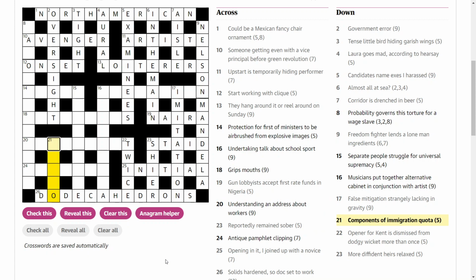Components of immigration quota. The components of immigration quota. Ratio? Is a quota a ratio? It's the word ratio is found inside the word immigration. So it's components of this word to give us the answer, which means quota, apparently.